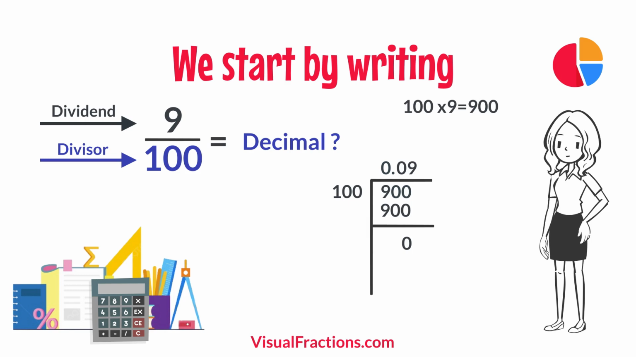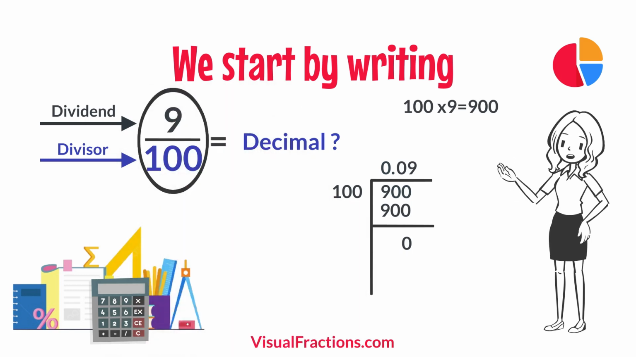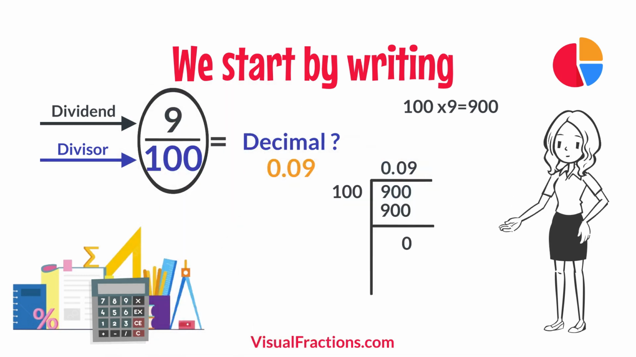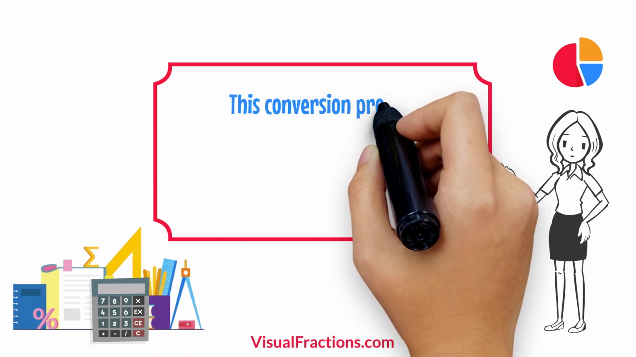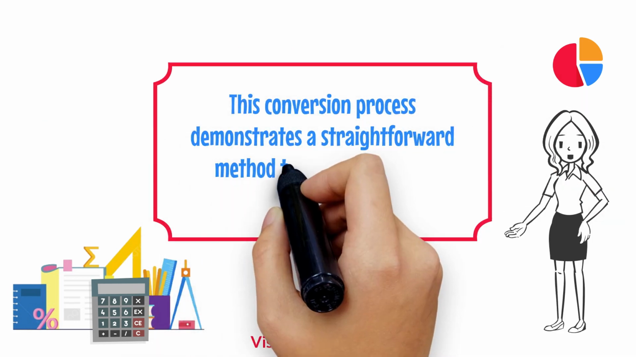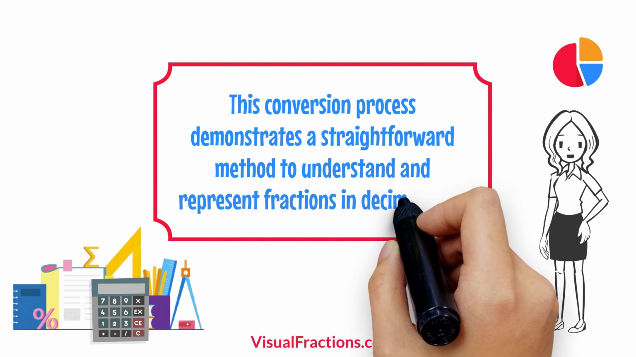So, there we have it. The fraction 9/100ths converted to a decimal is 0.09. This conversion process demonstrates a straightforward method to understand and represent fractions in decimal form.